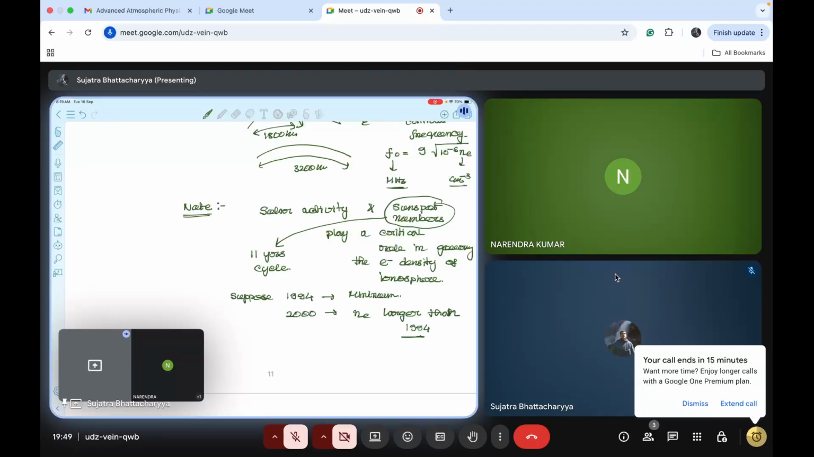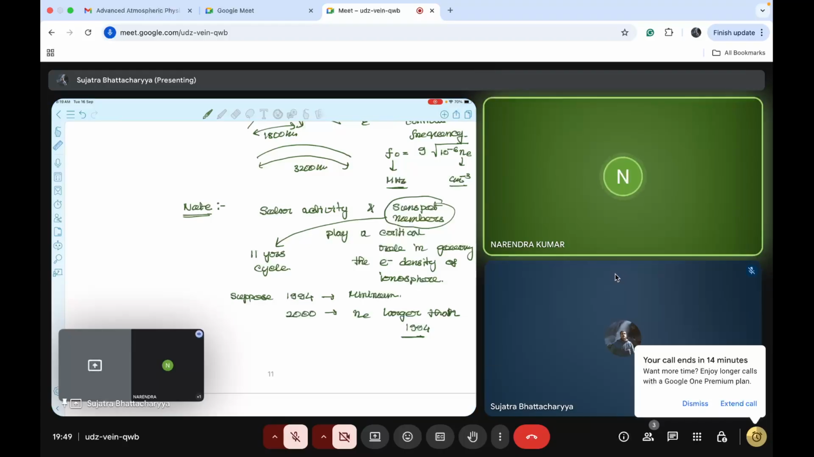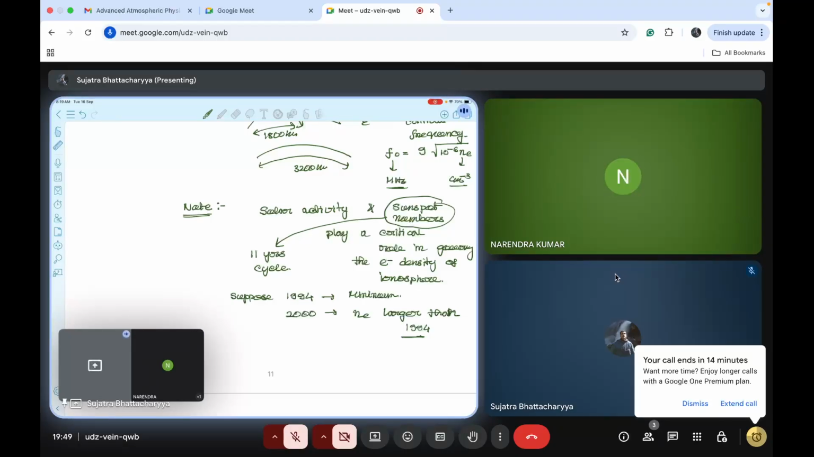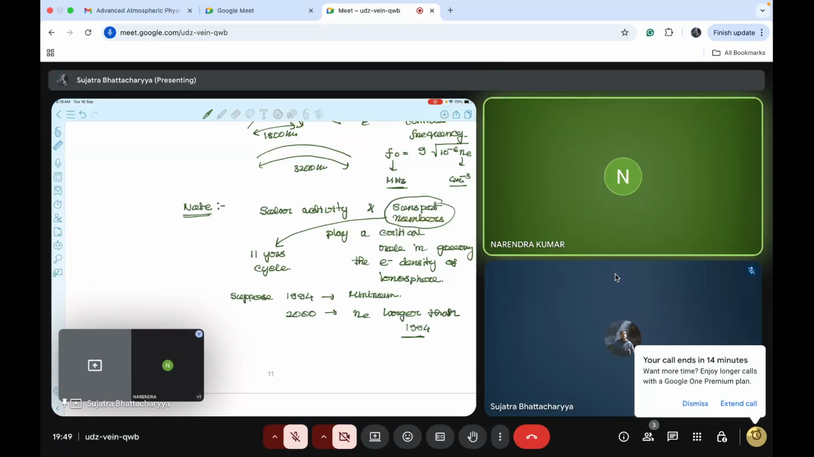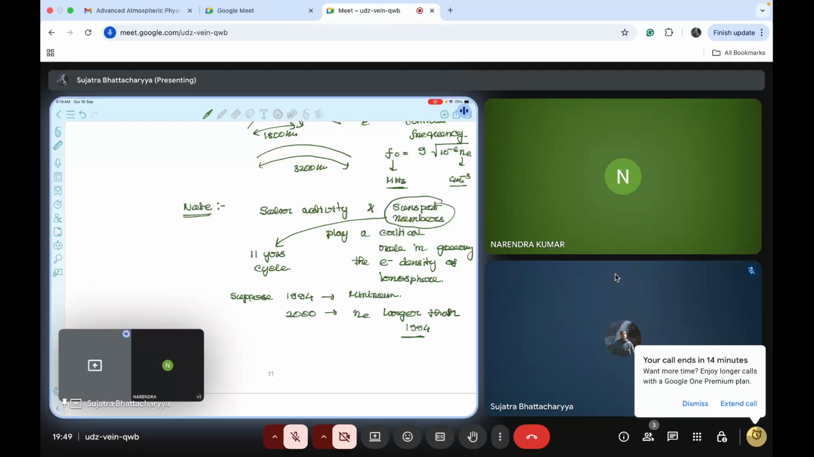No. Free electrons are present and ions are present. It is not a bound charge kind of a thing. Overall, it is neutral, right? Yes.